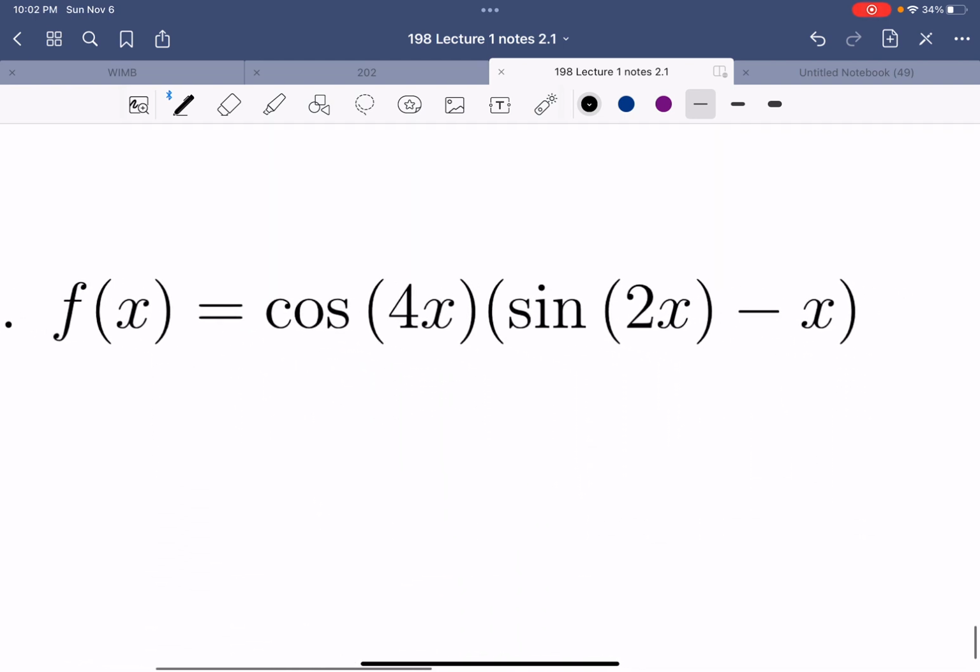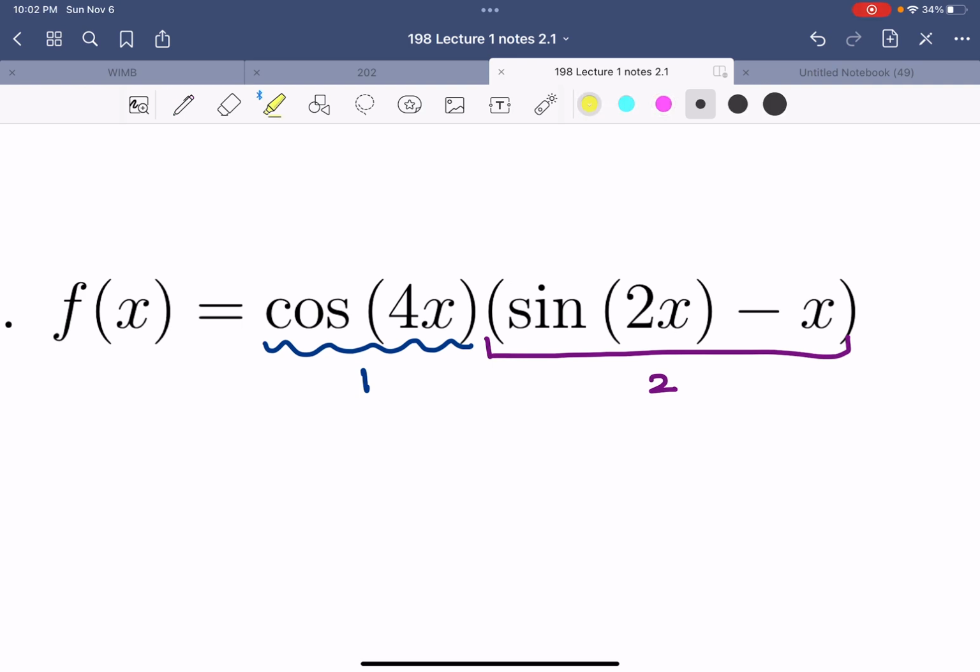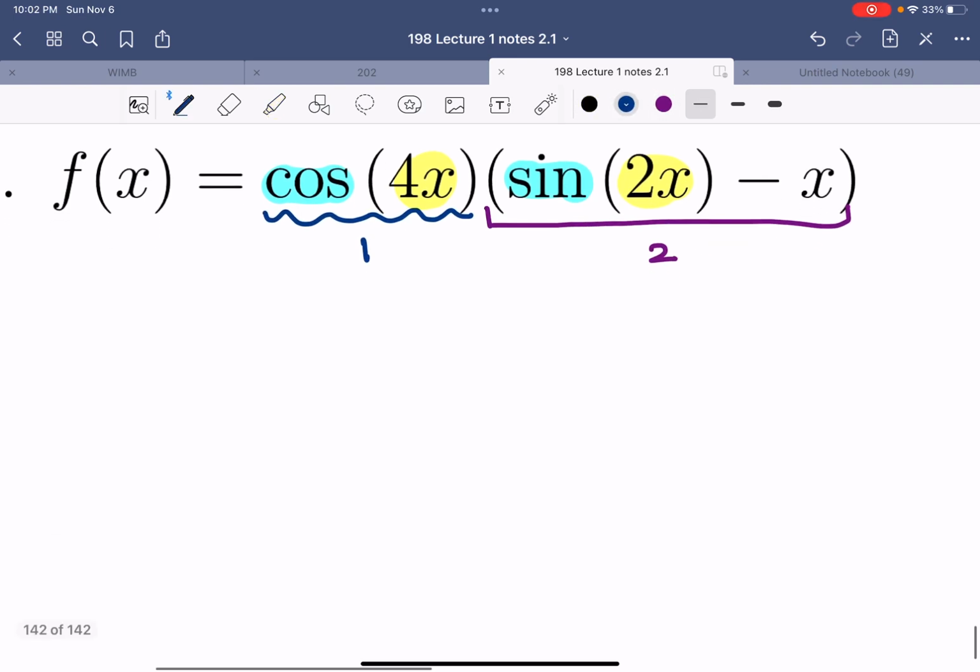Next, okay, let's see if we can decipher this one. So it appears as if I have two things that are being multiplied together. I have the cosine of 4x as function 1, and then this whole set of parentheses is my function 2. Inside of that, my term 1 has a 4x on the inside and a cosine on the outside. And function 2, I have a sine on the outside and a 2x on the inside. All right, so let's tackle each of these individually.